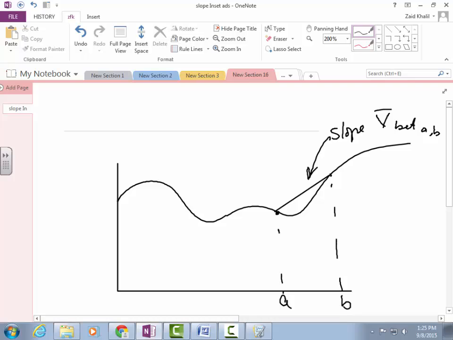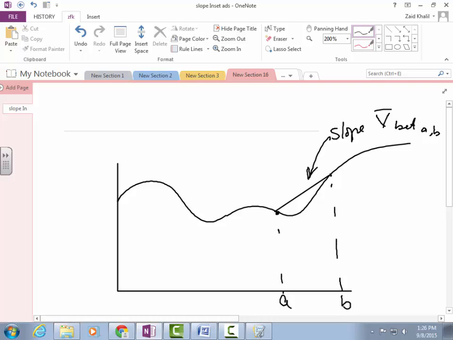That line right there, the slope of that line is the average velocity between A and B. If your position is continuously changing over time, there exists at least one point in any interval such that the instantaneous velocity at that point is equal to the average velocity.